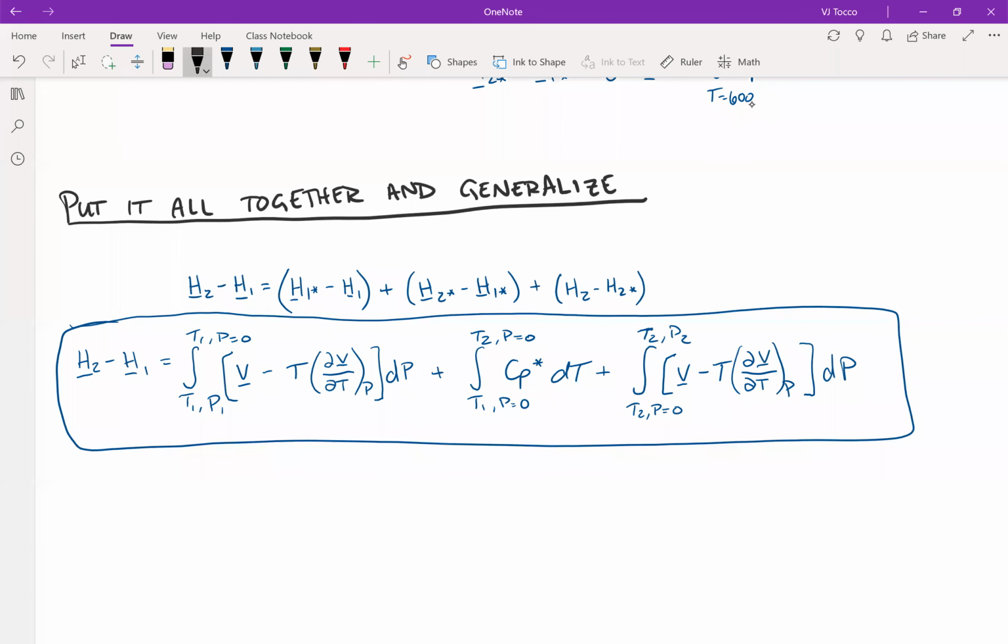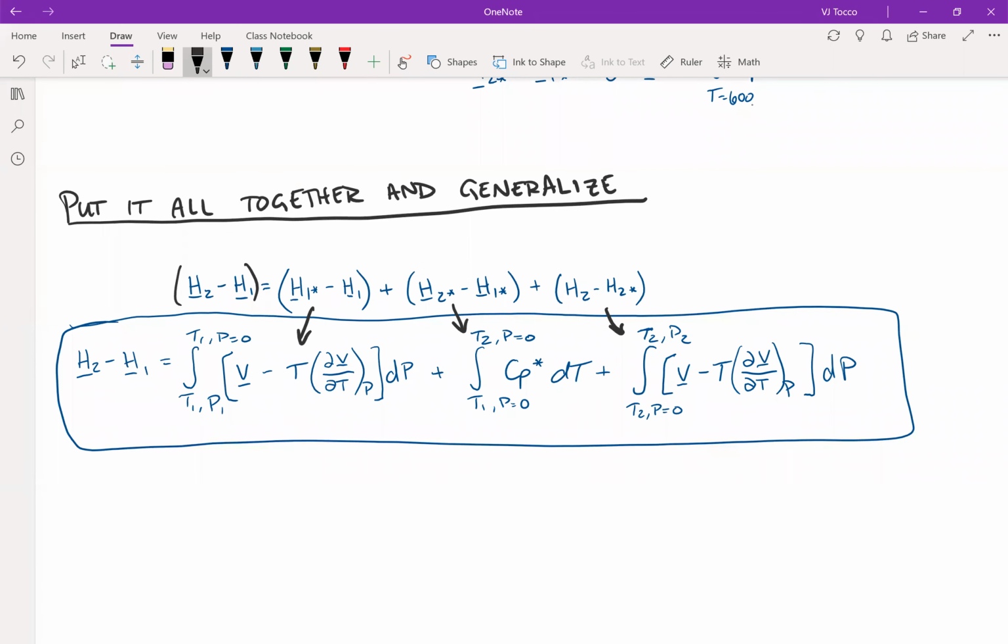All right, so putting it all together and generalizing, the idea is I want to find a direct expression for H2 minus H1, and I couldn't find that directly. So I had to construct a hypothetical process path by which I did 3 separate steps. I tried to write it such that they are directly analogous to each other.